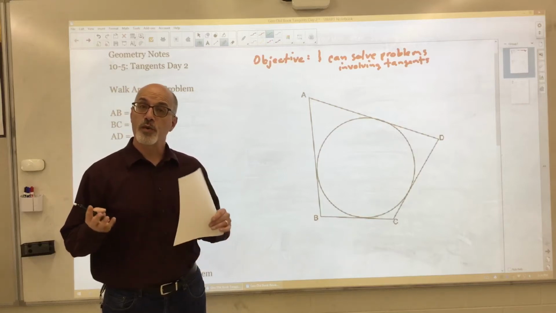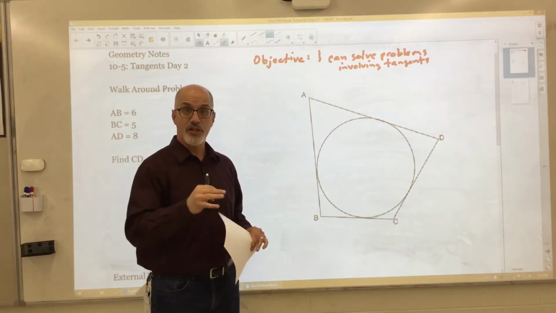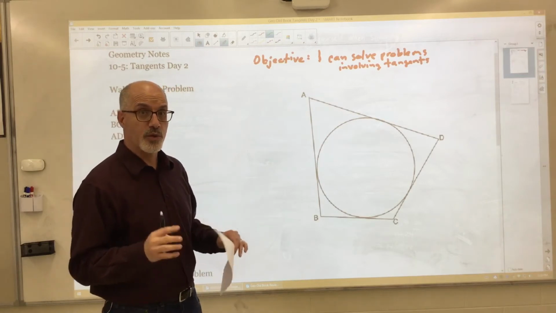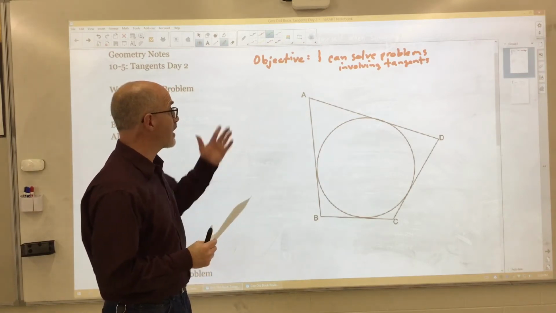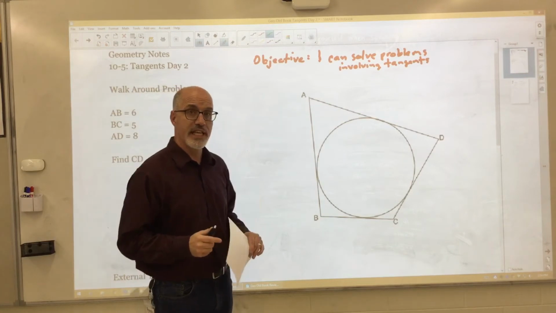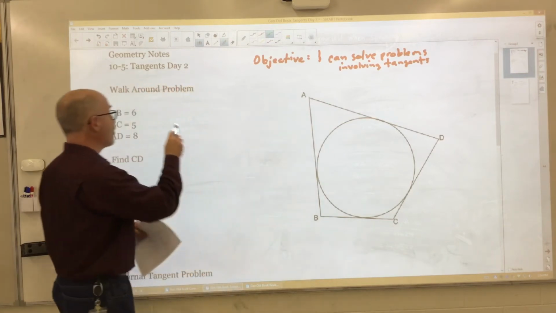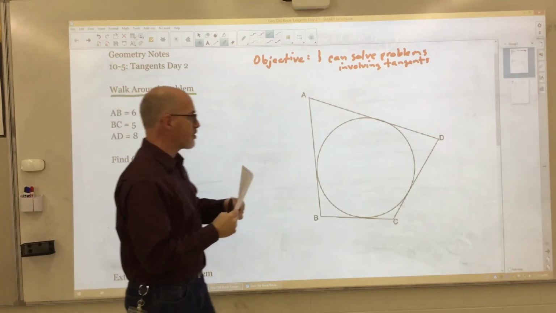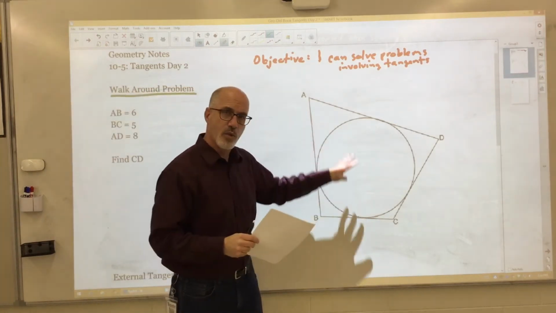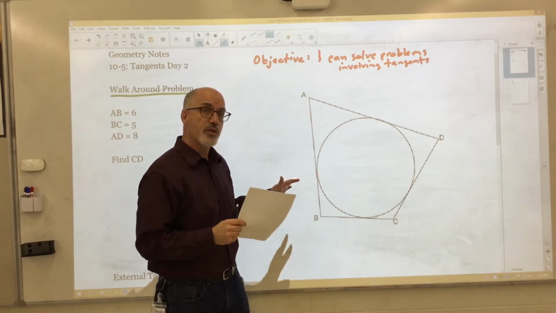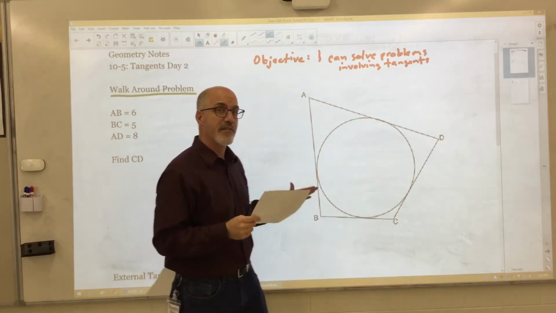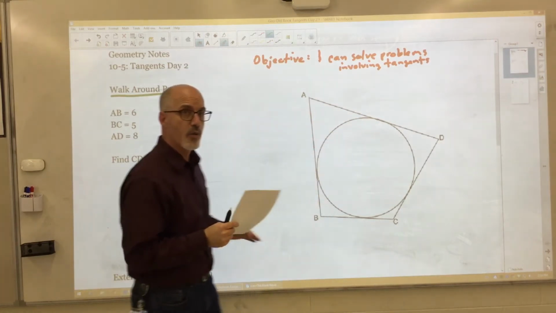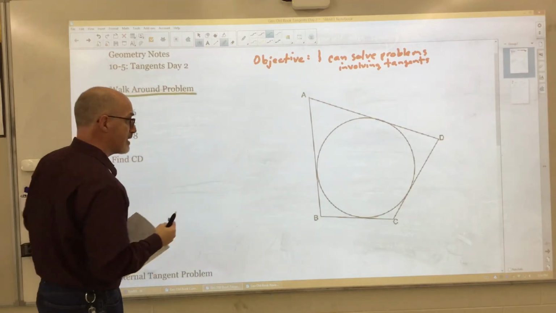In this lesson, we're going to work with tangents, and we're going to extend them into more difficult types of problems involving tangents. So our objective is I can solve problems involving tangents. In this problem, what we're going to do is what's called a walk-around problem. We've got a circle that's inscribed inside this quadrilateral, and what we want to do is solve for some missing information by walking around the quadrilateral to find the missing information.